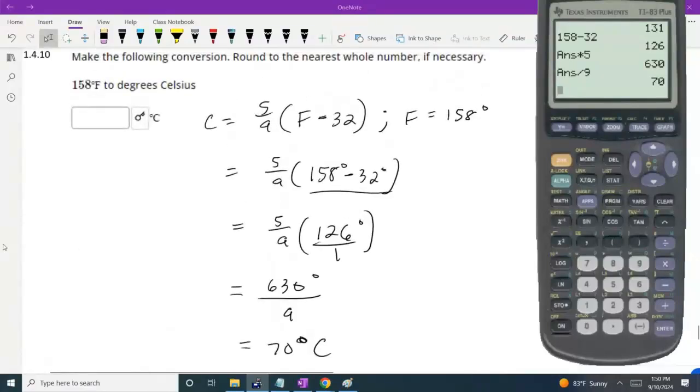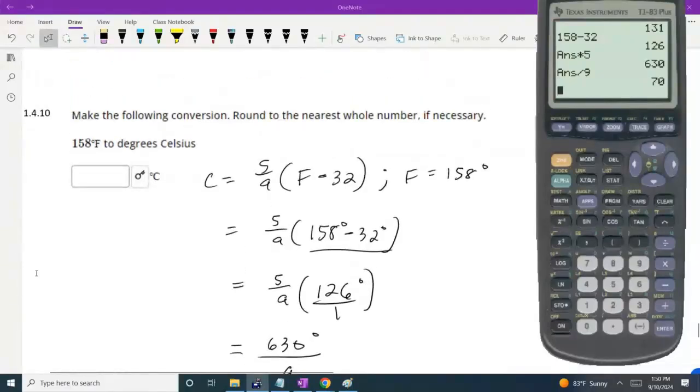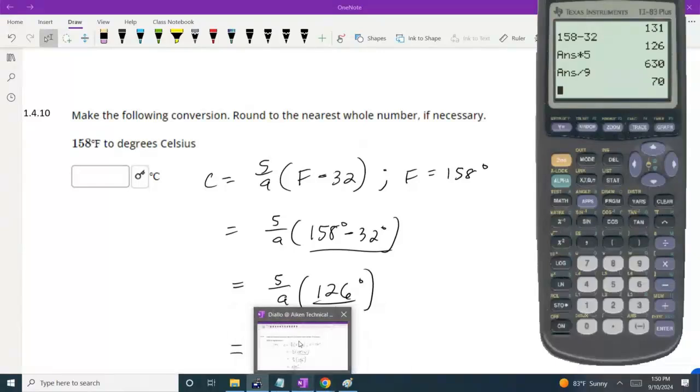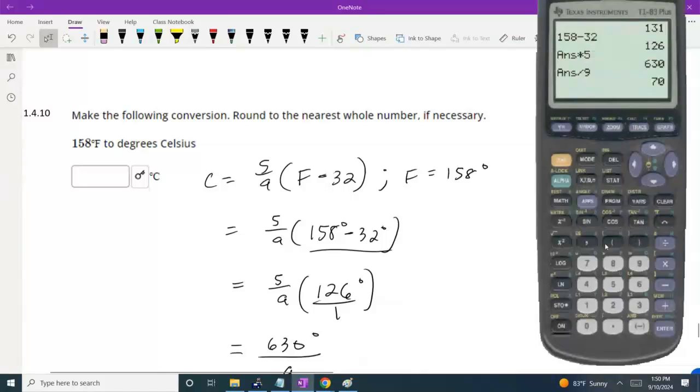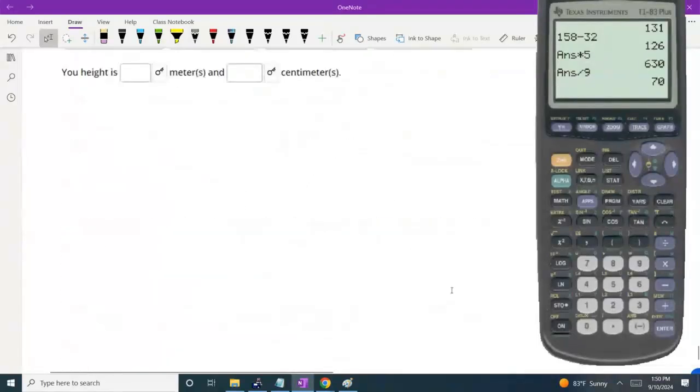Any questions about those two? And you may want to write those formulas down because I don't believe they're on those formula sheets. Okay, I don't think they're on the formula sheets.